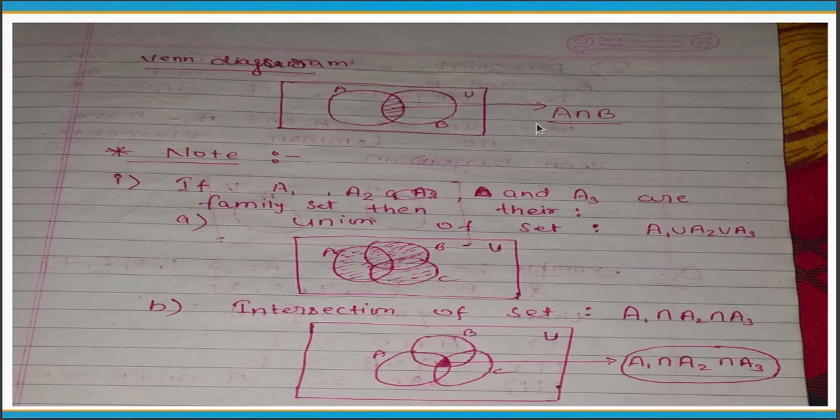Now we see this Venn diagram. This is the common element part, and this is the intersection part. This is known as the intersection of sets. Note, if A1, A2 and A3 are a family of sets, then the union is A1 union A2 union A3, and the intersection is A1 intersection A2 intersection A3. This is the common element of all three sets, and the union has all elements in either set A, B or C.